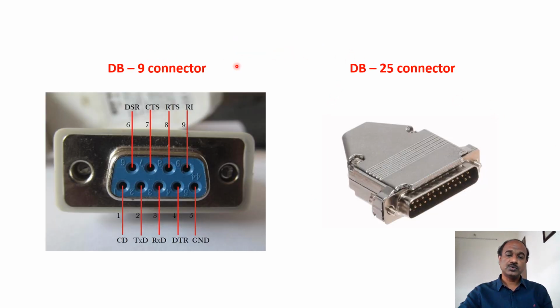This RS-232C interface uses two types of connectors. One is called the DB9 connector. As you can see here, there are 9 pins, so it is called a DB9 connector. The other type of connector used in case of RS-232C is the DB25 connector. There will be 25 pins. So let us understand how this RS-232C communicates with other devices.